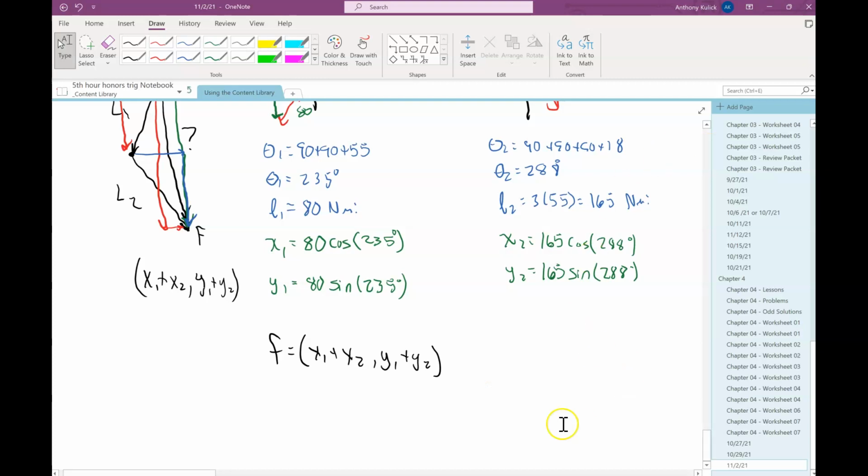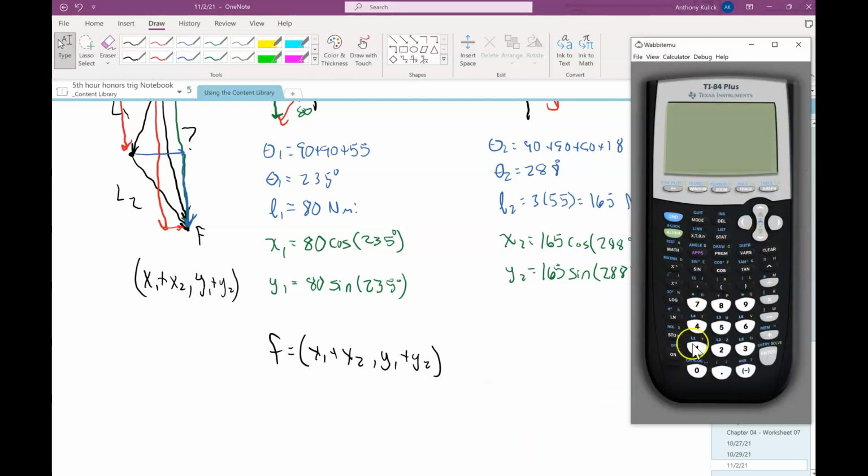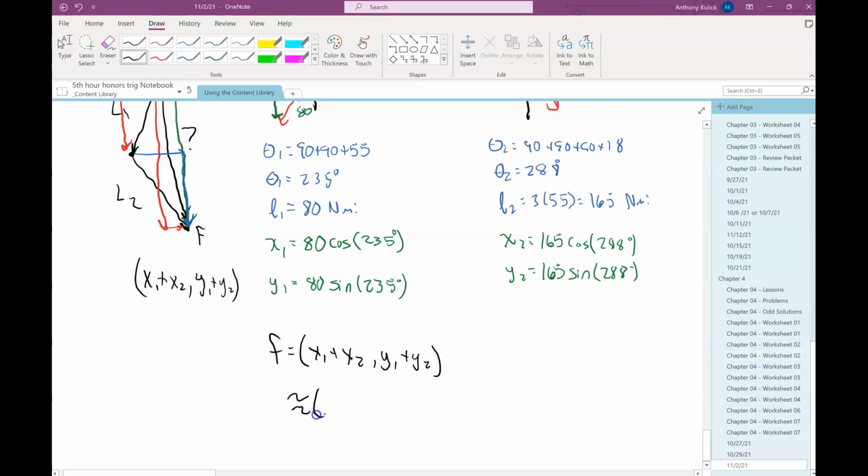And that's going to be calculator time. So notice, what mode should my calculator be in? Degrees, because the angles are measured in degrees. So I need to make sure I change that since I was using radians previously. So I'm going to do 80 cosine 235 plus 165 cosine 288. And that's going to give me 510 for my x coordinate.